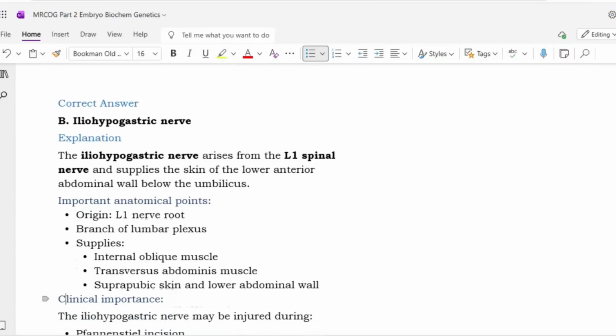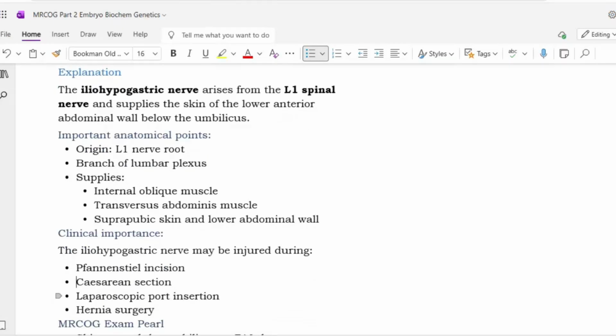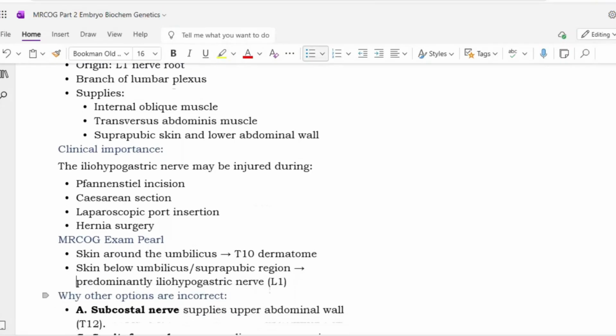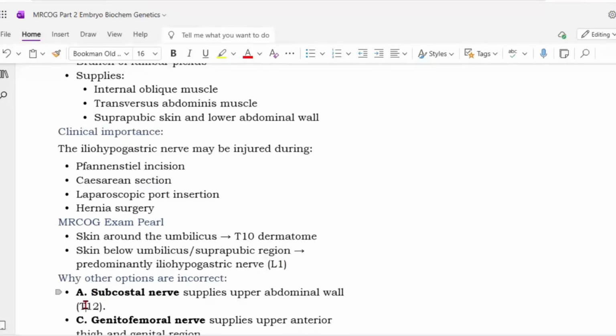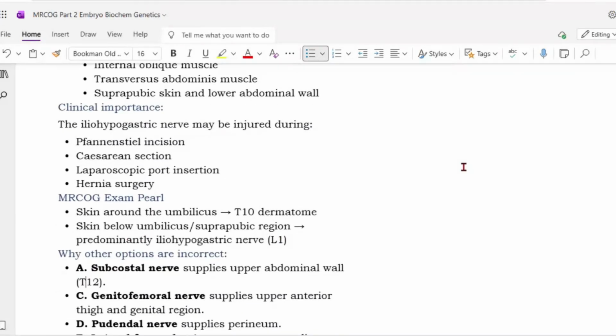This also we have seen just now. The iliohypogastric nerve may be injured during Pfannenstiel incision, caesarean section, laparoscopic port insertion, and hernia surgery. Skin around the umbilicus is the T10 dermatome. Skin below the umbilicus, the suprapubic region, is predominantly iliohypogastric, that is L1. Okay, other options, why they are not correct.